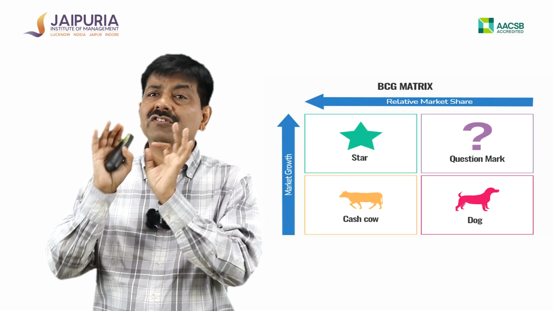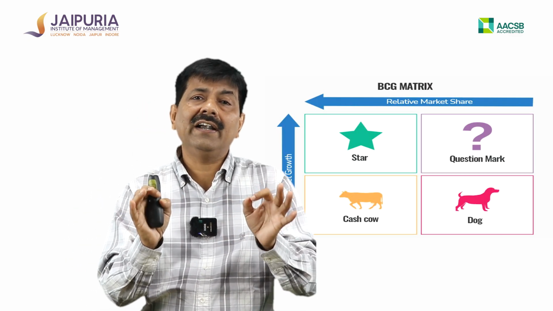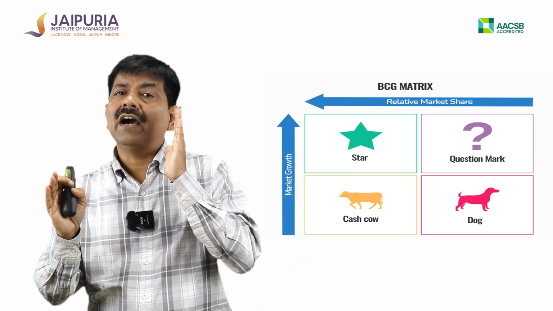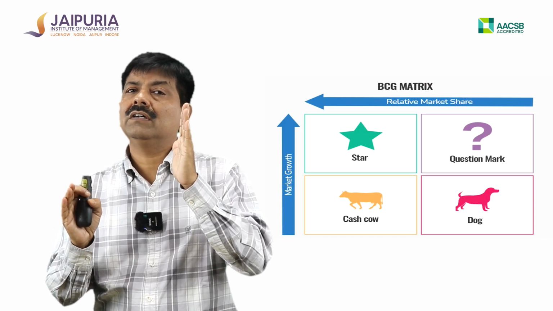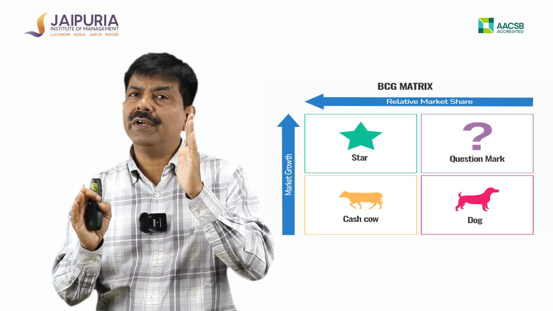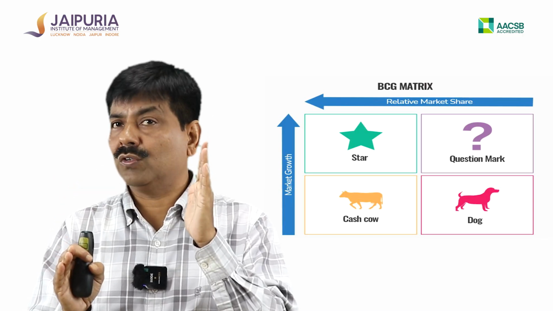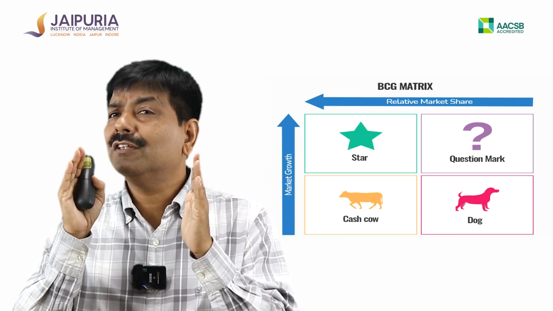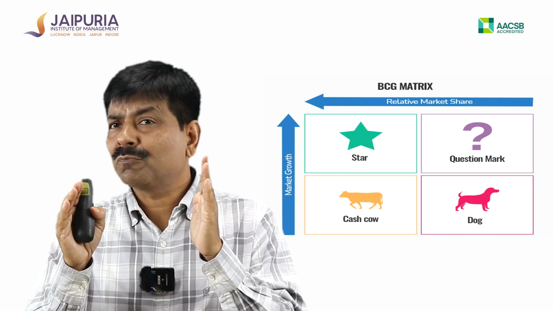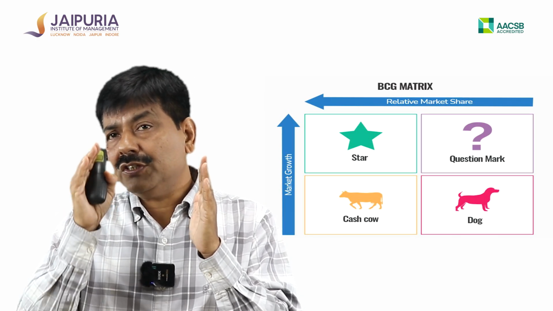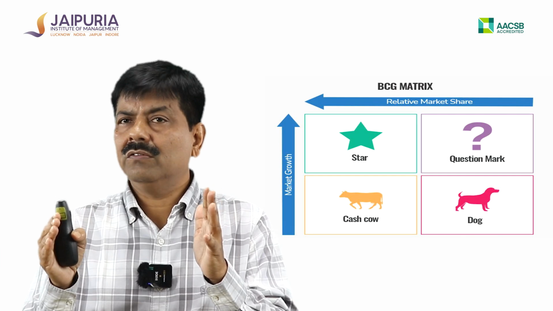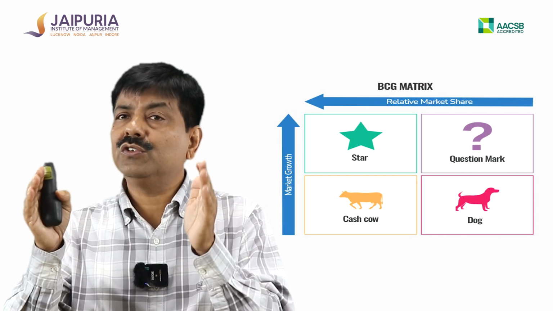So coming to the question mark, which falls in the quadrant where your relative market share is low, but the market growth rate is high. That means the category in which you are operating has a higher rate of growth, but your market share is low because maybe you are a new company. So looking into the potential of the company, you need to invest here. Looking into the competition also, you need to invest here.